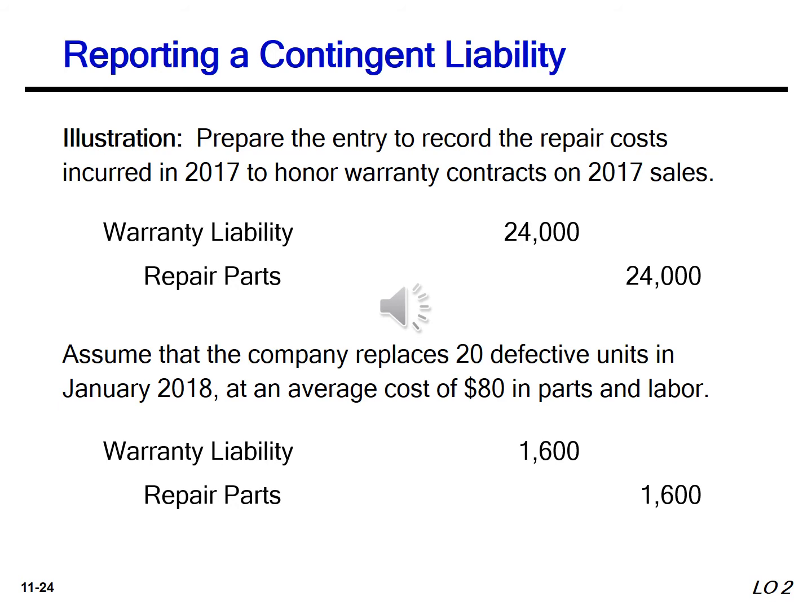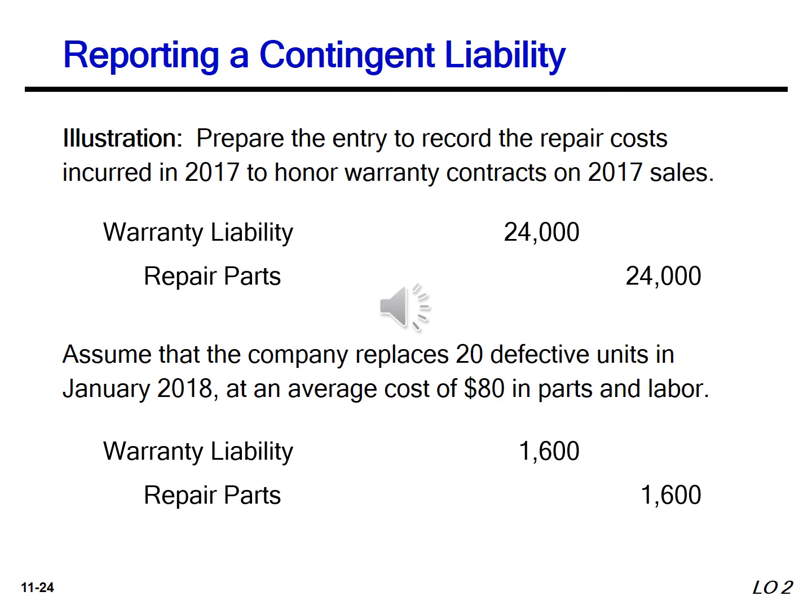But then notice that the company has actually paid only 24,000 for repairs. So we need to prepare the entry to record the repair costs incurred in 2017 to honor warranty contracts on 2017 sales. So notice what we've done here. We've reversed the credit we created earlier to warranty liability to a debit with the actual paid amount of 24,000, and we're going to credit repair parts for the same amount.